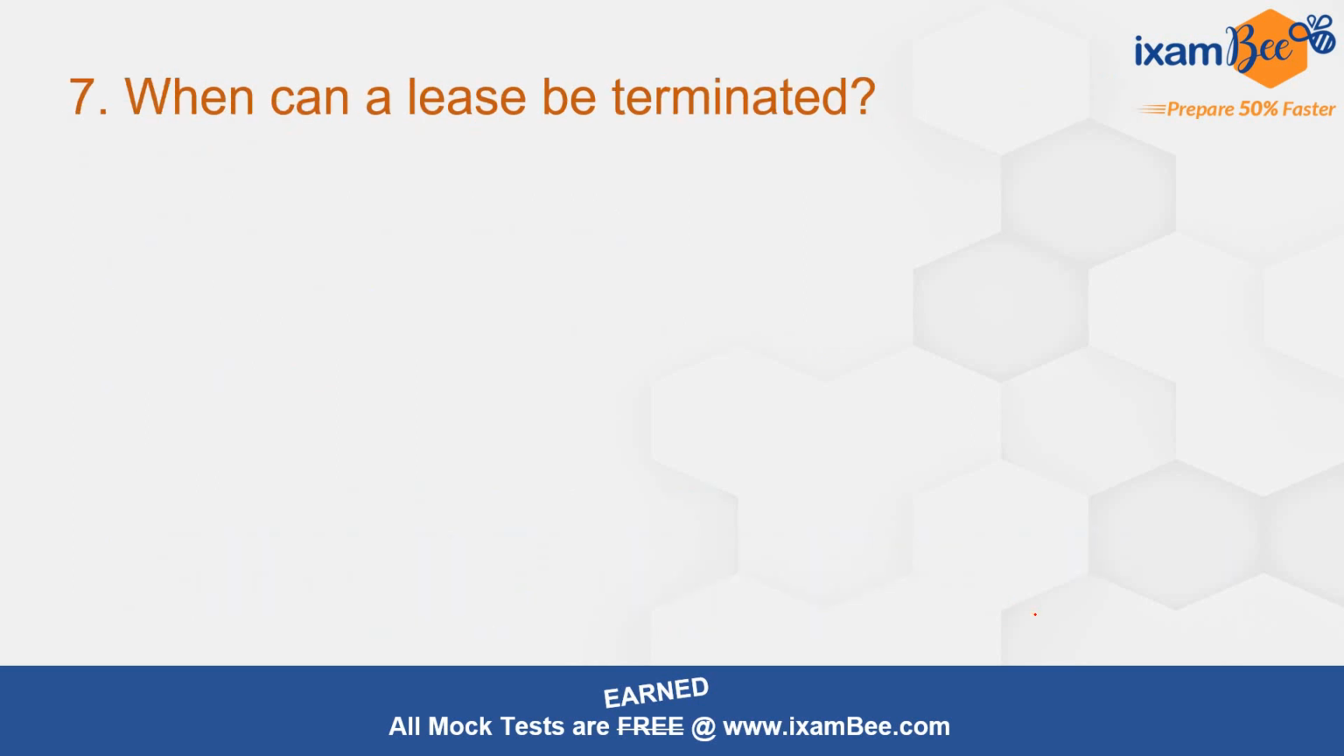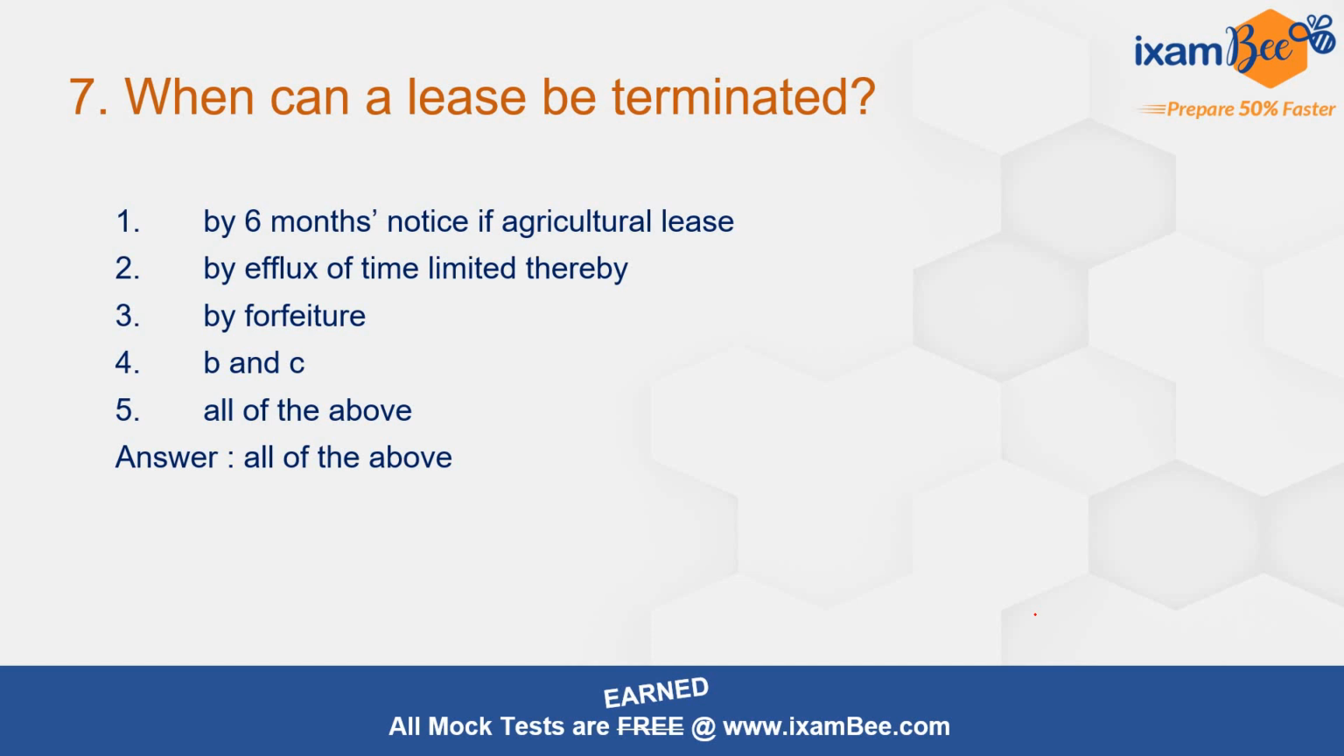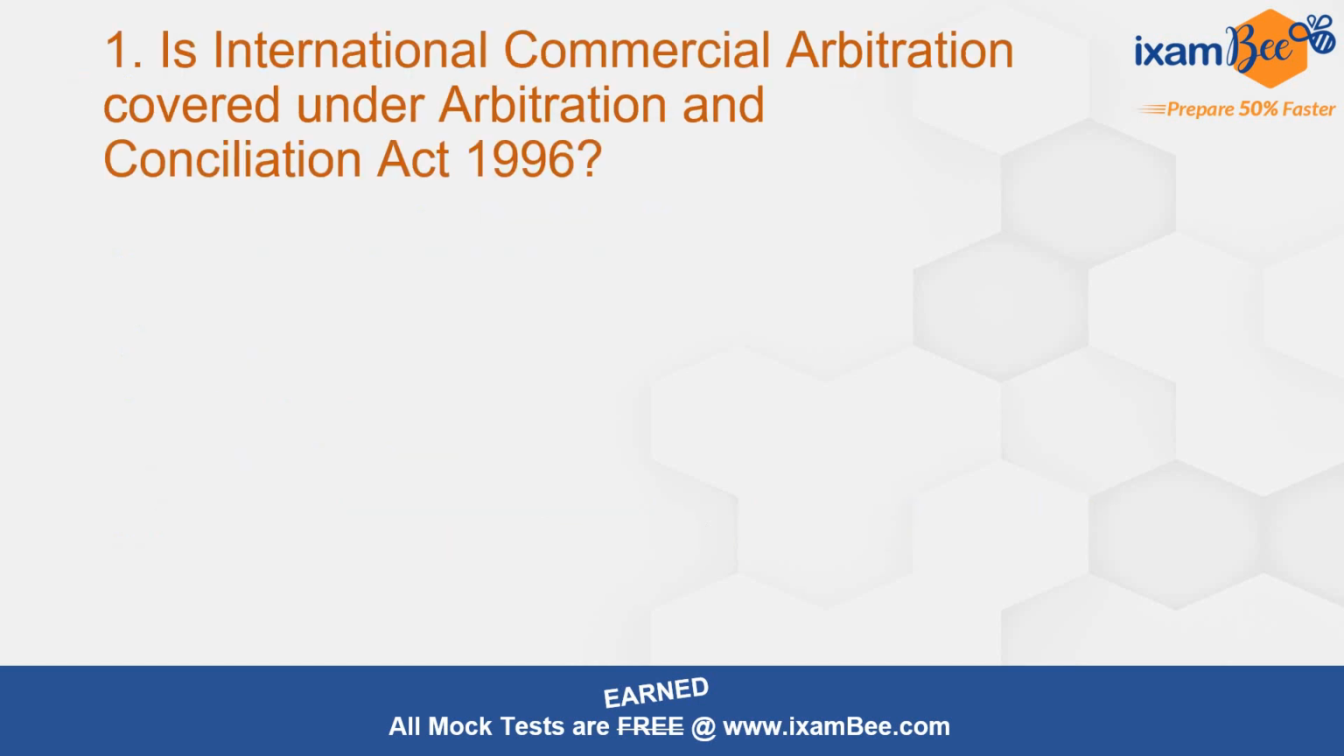Question number 7. When can a lease be terminated? By 6 months notice if agricultural lease, by efflux of time, by forfeiture, B, C, all of the above. Answer is all of the above. इन सभी तरीकों से एक लीज को टर्मिनेट किया जा सकता है as per Section number 111 of Transfer of Property Act.